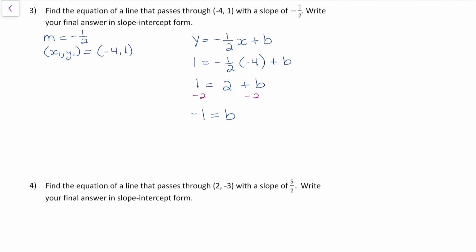So now I know my slope, I know my y-intercept, and so therefore my equation is y equals negative half x minus 1. So you can see they don't give us our intercept. We can easily find it using a point.